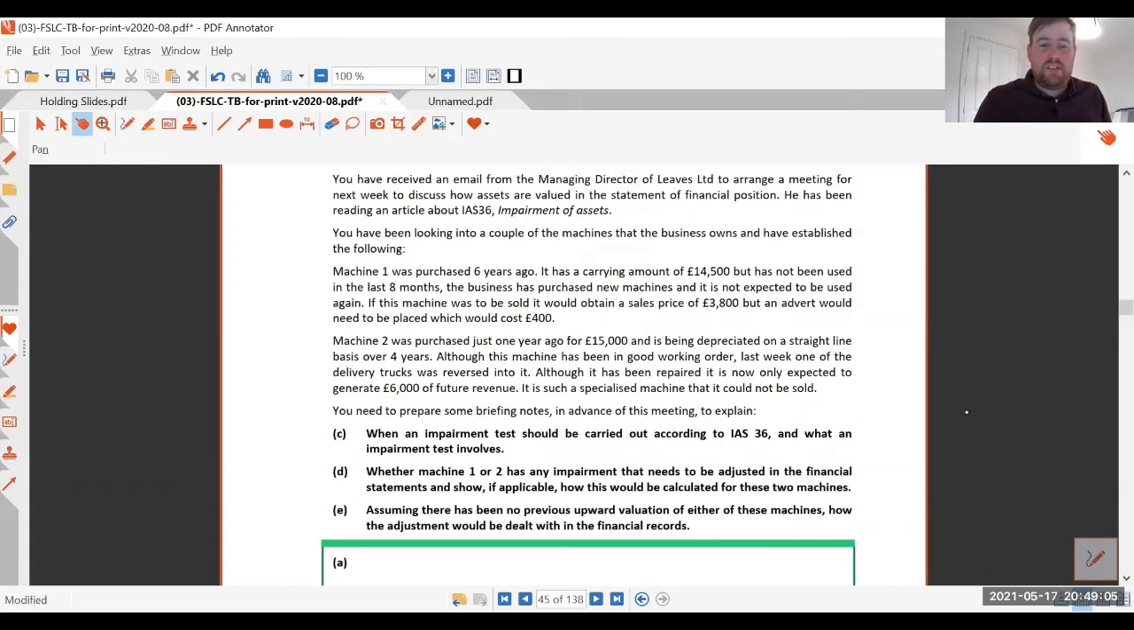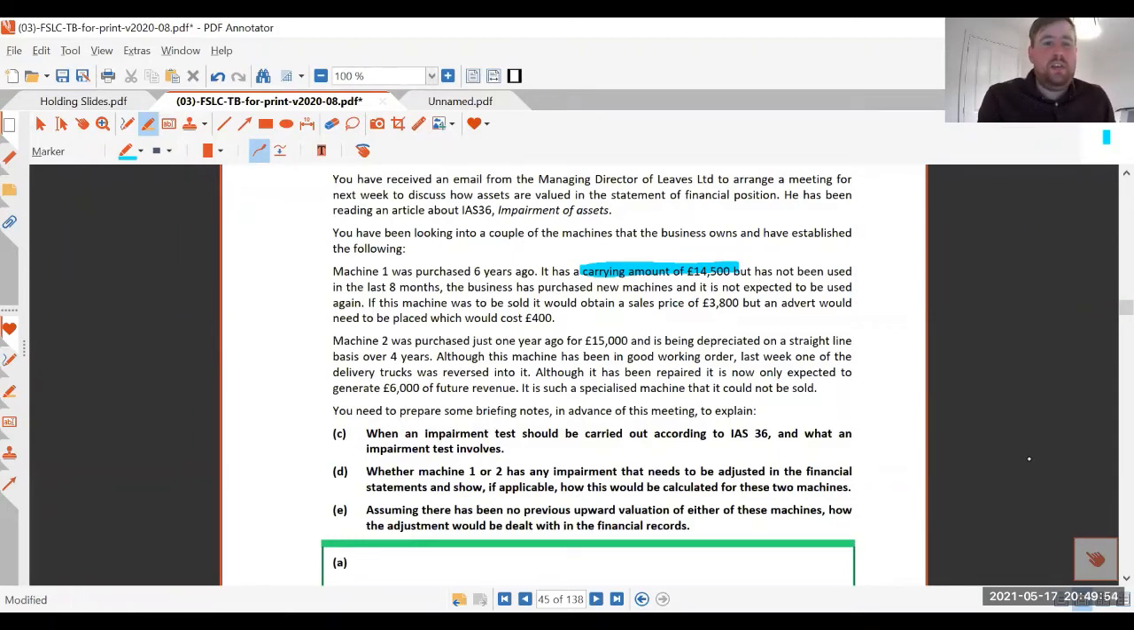We have two bits of machinery here, machine 1 and machine 2. Shocker, inventively named there. And we need to decide whether we need to adjust for either of these bits of machinery. So machine 1, we've had it for a while. It's been here for 6 years. The carrying amount in the account is 14,500. It's not been used for 8 months. The business has gone out and bought new machines, and it's not expected to be used again. If this machine was to be sold, we could sell it for £3,800, but we'd have to advertise it in order to sell it, and that would cost 400.